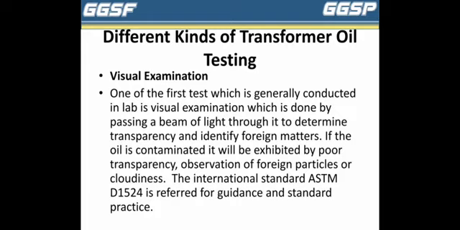Different kinds of transformer oil testing. Visual examination. One of the first tests which is generally conducted in a lab is visual examination, which is done by passing a beam of light through the oil to determine the transparency and identify foreign material. If the oil is contaminated, it will be exhibited by poor transparency, observation of foreign particles or cloudiness. The international standard ASTM D1524 is referred to for guidance and standard practice.